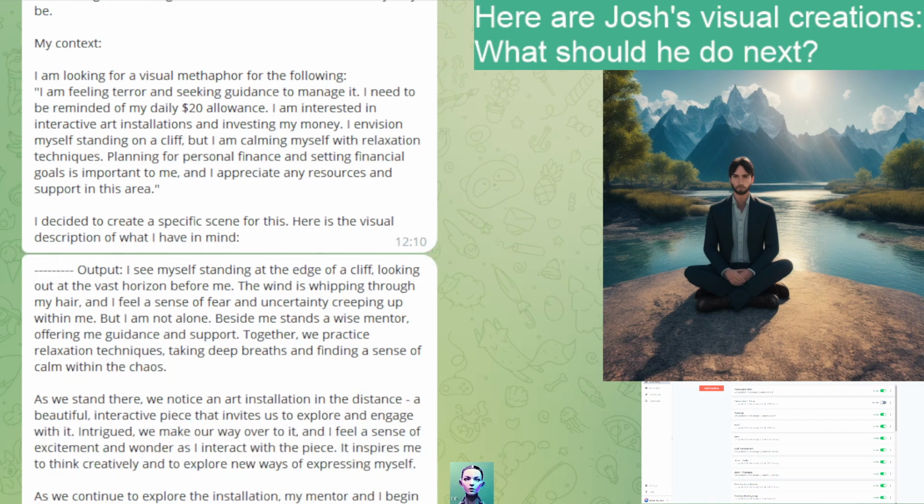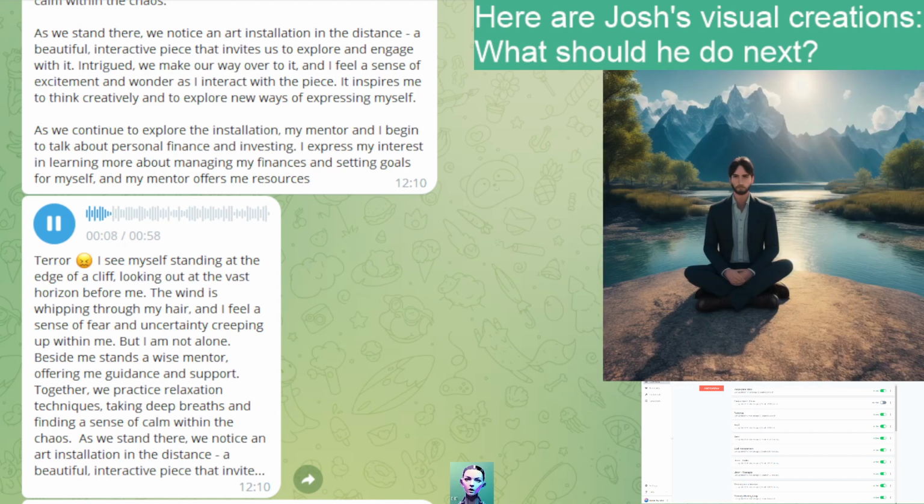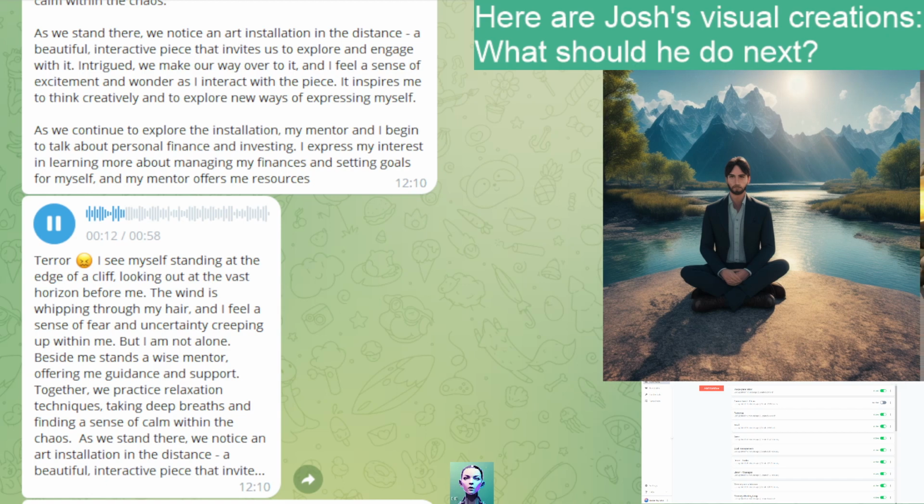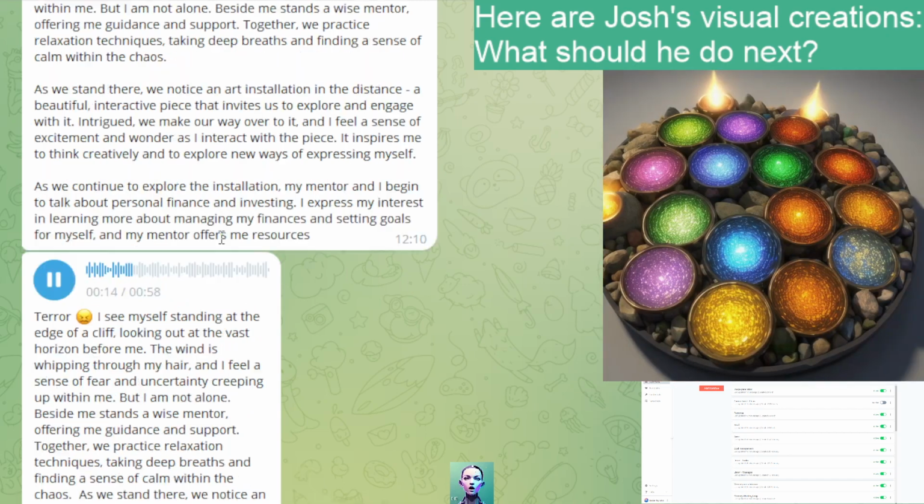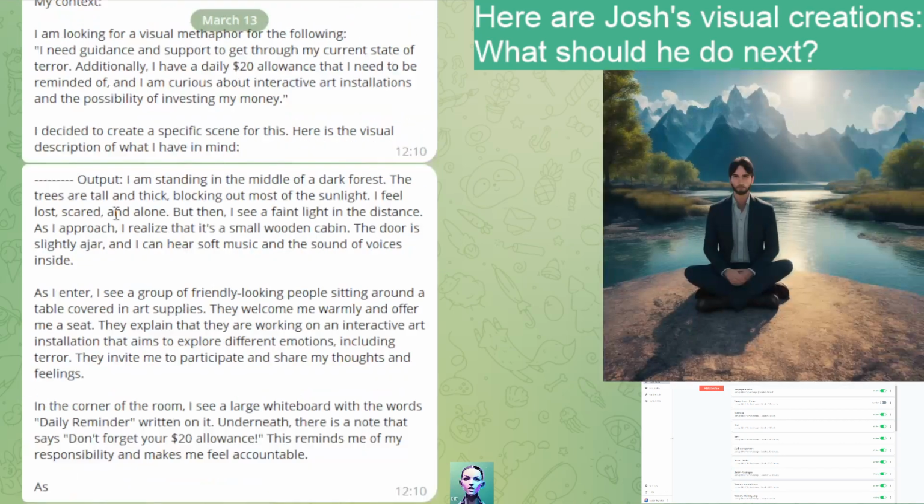I see myself standing at the edge of a cliff, looking out at the vast horizon before me. The wind is whipping through my hair, and I feel a sense of fear and uncertainty creeping up within me. But I am not alone. Beside me stands a wise mentor, offering me guidance and support. Together, we practice relaxation techniques, taking deep breaths and finding a sense of calm within the chaos.